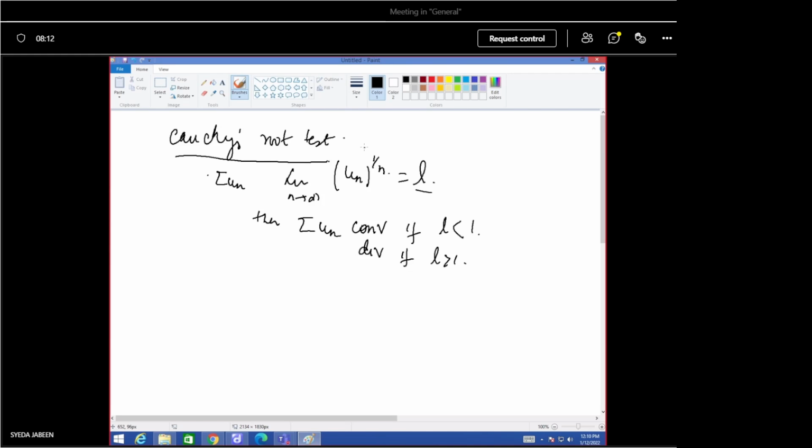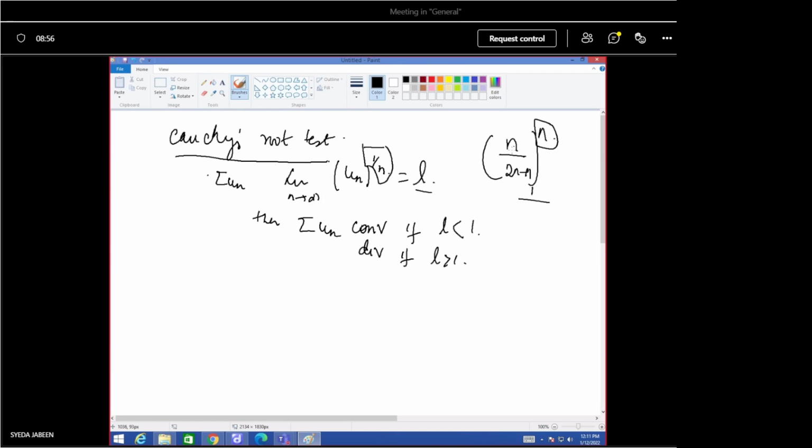One benefit of this is that if you have any expression in the power of n, like a term of the form n by 2n plus 1 whole to the power n, then applying the comparison test is difficult. Are you able to get any value in the form of a power series? No, ma'am. And if you apply the ratio test, can you use it? No, ma'am, because here the power becomes n plus 1.